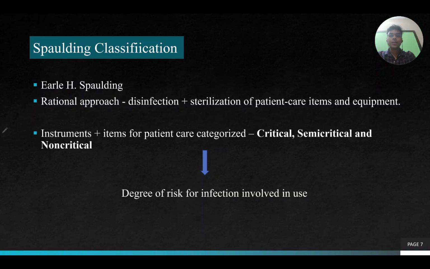Coming to Spalding classification, 30 years back, Earle H. Spalding gave a rational approach to disinfection as well as sterilization of patient care items and equipment. He devised a classification which categorized these instruments and items for patient care into three subcategories, that is critical, semi-critical, and non-critical, based on the degree of risk for infection involved in their use.